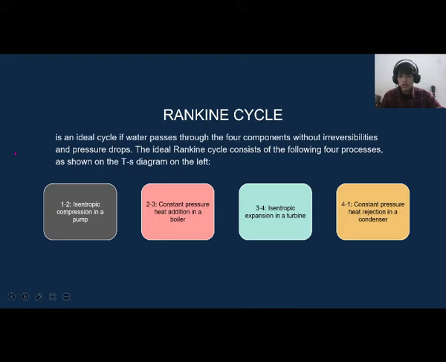I would like to talk about the Rankine cycle. The Rankine cycle is an ideal cycle if water passes through the four components without irreversibilities and pressure drops. The ideal Rankine cycle consists of the following four processes as shown on the TS diagram.